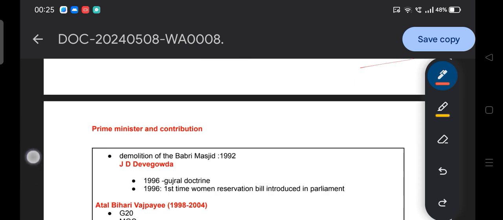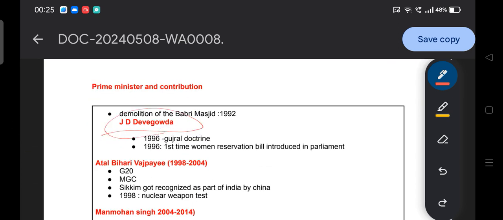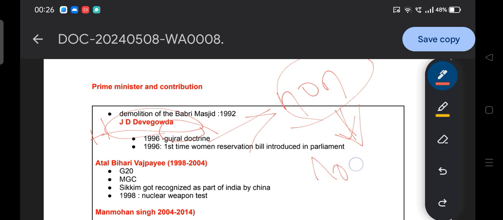Okay, then moving to the next, HD Devegowda. It's not JD, it's HD Devegowda, in 1996, the Gujral Doctrine. We all know the Gujral Doctrine is a belief in the neighborhood first policy. There we learn the concept of non-reciprocity, that means the big brother concept. Non-reciprocity means India will try to provide whatever is possible to its neighbors as a big brother, but in response India will not expect anything from them.